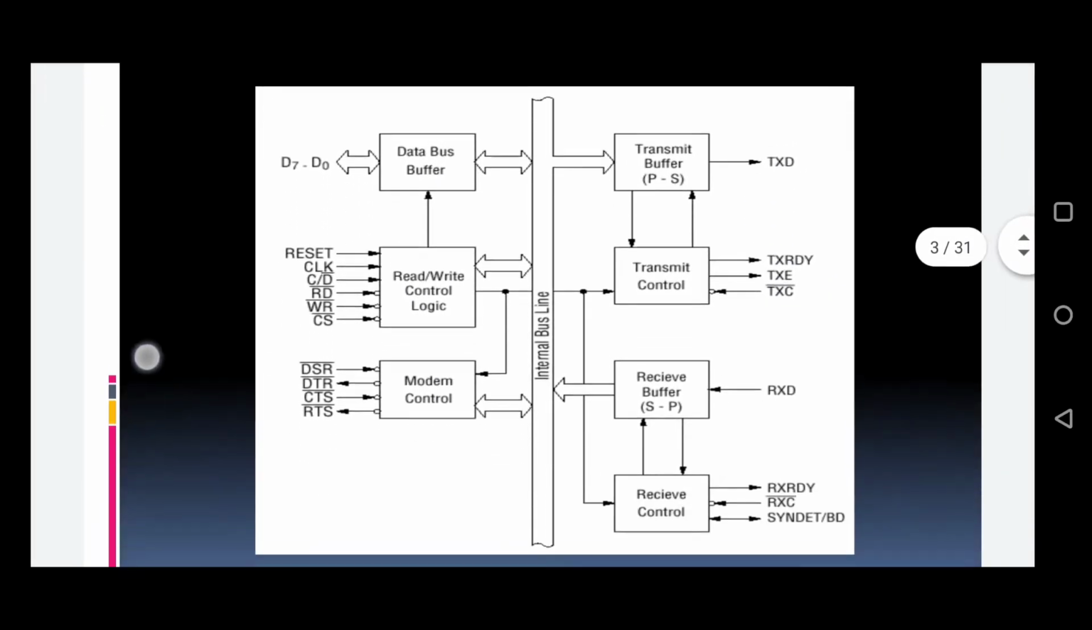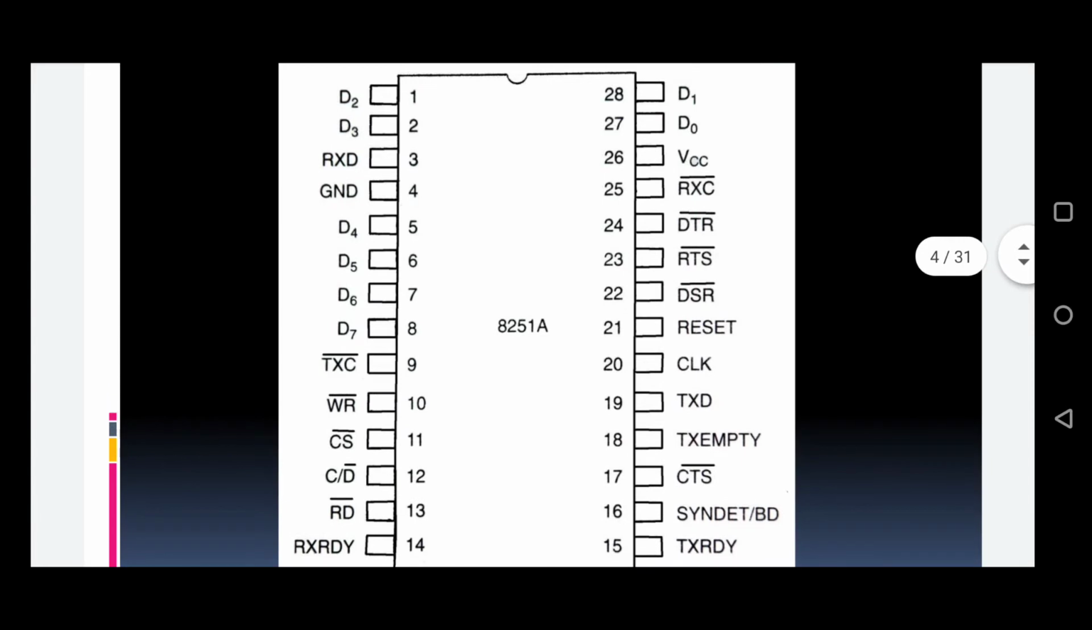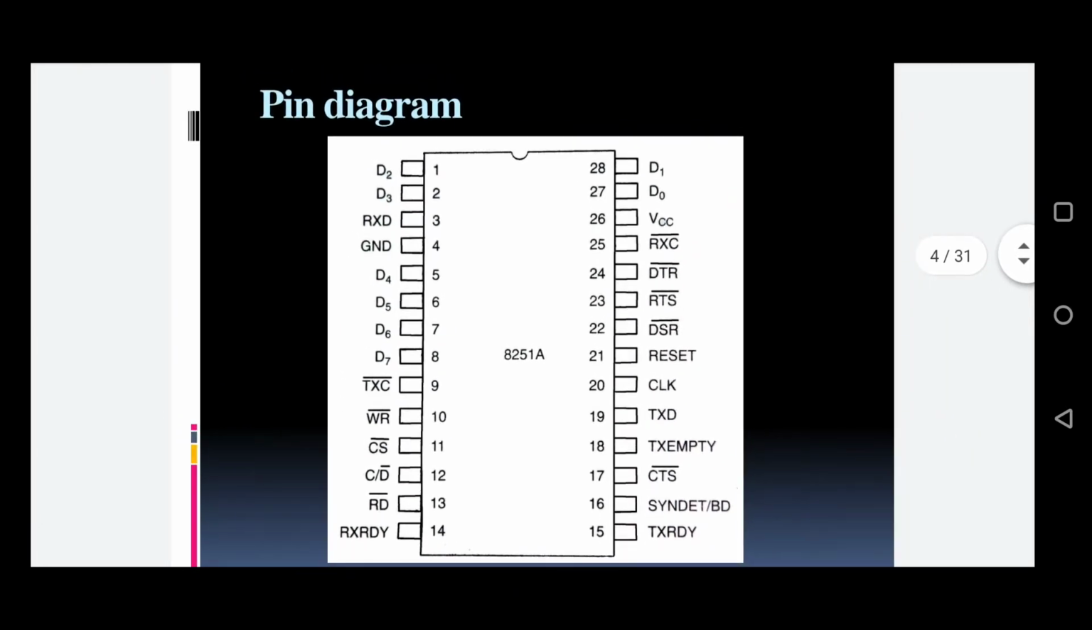Before the block diagram, we will see the pin diagram. This is the pin diagram of 8251. This IC contains 28 pins. The first pin is D2, the second pin is D3. It contains an 8-bit data bus, a bidirectional data bus, D0 to D7, and the third pin is RxD, that is received data. First we will see the expansion of the pins.